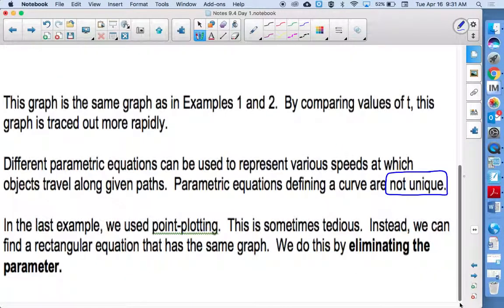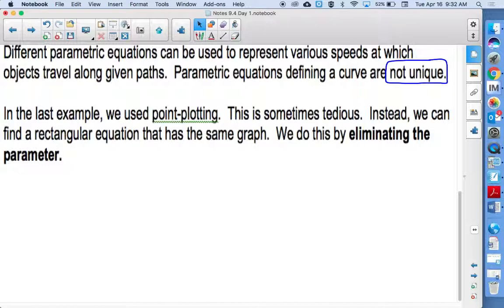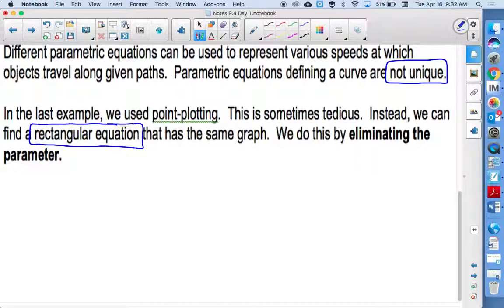So we are going to look at another problem, but we're going to try and get the point plotting out of the problem. So it says for the last example, which really the last two, we used point plotting. We created a t-chart. We picked t values, and we created x and y values. This can be tedious. It can take a little bit more time. And sometimes going back to the regular rectangular equation. The rectangular equation is the one that has y and x. So y equals 3x plus 1 is a rectangular equation.